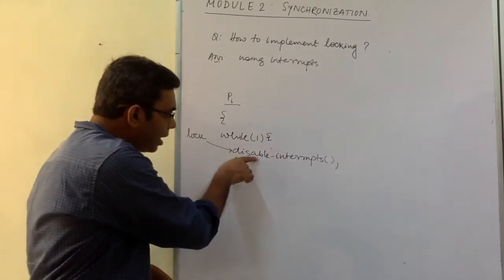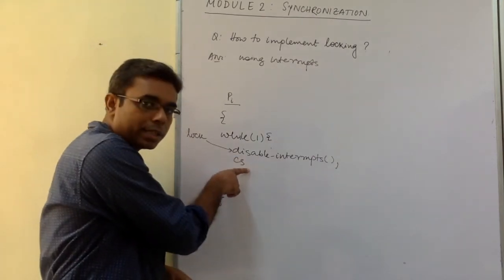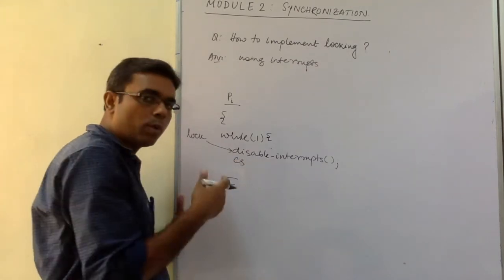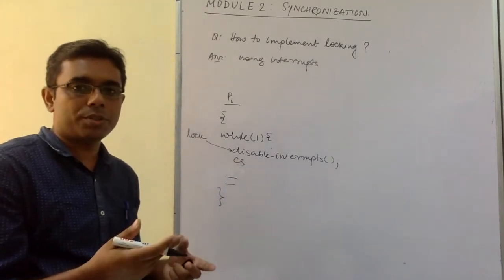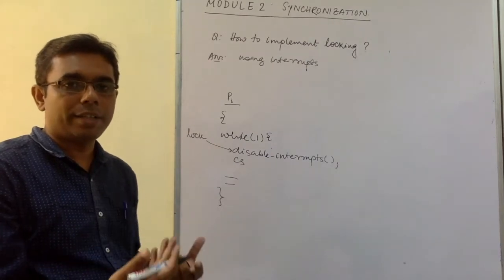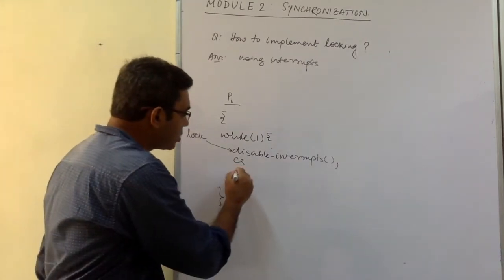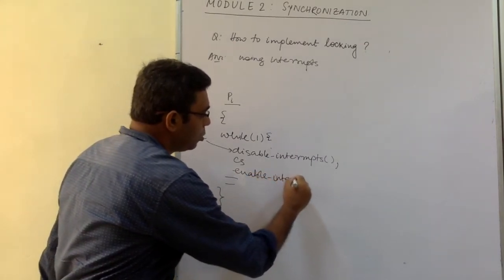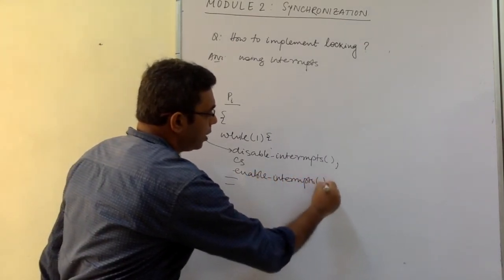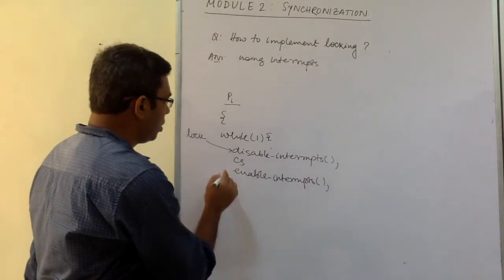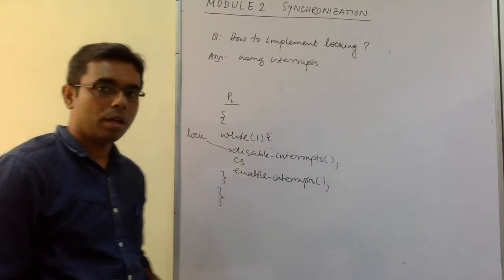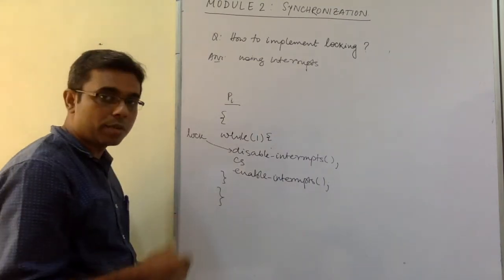So you disable the interrupts before you enter the critical section, and you are sure that while you are working in the critical section, no other process would be able to send their request. But when you are done with the critical section, you have to ensure that you enable the interrupts. So this is the easiest way to prevent other processes from putting a request to the critical section.